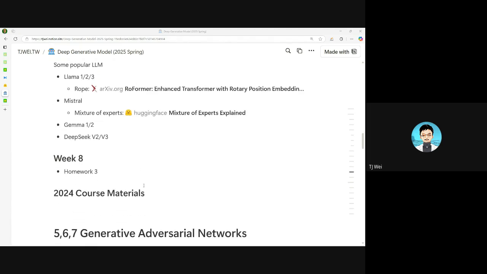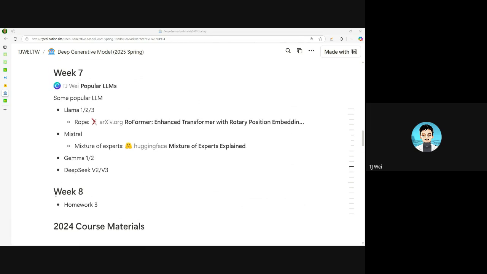For next week, let's just forecast that we will have our homework 3, which will be a very application kind of homework. I will ask you to evaluate different models by using some API or using Ollama to test several models and compare the differences between these models.